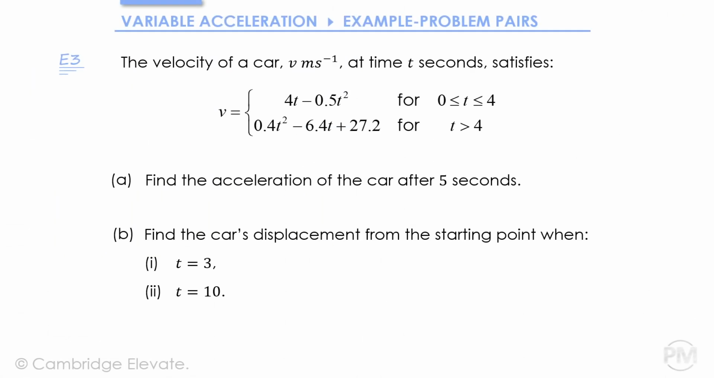In part B, we need to find the car's displacement from the starting point when t equals 3 and also when t equals 10. Now t equals 3 is relatively straightforward because we can completely ignore the second part of the function and just work with the first part of the function.